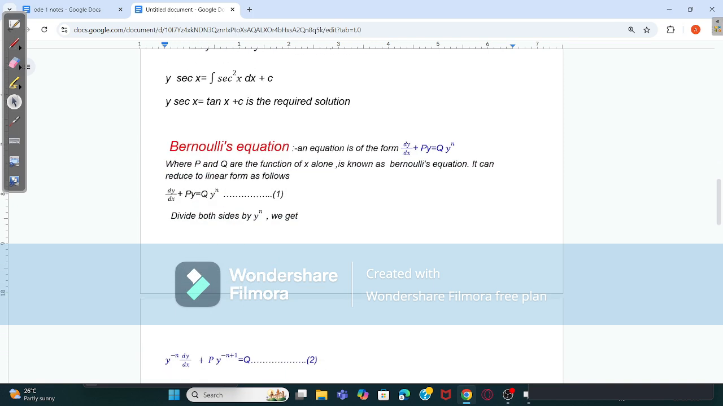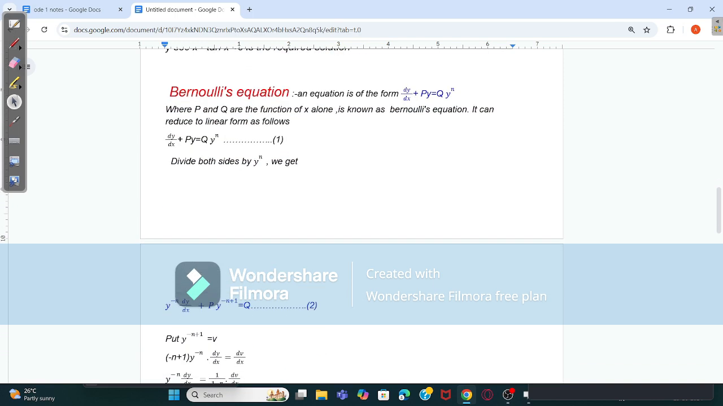Bernoulli's equation. This is another concept from the linear equation. An equation of the form dy/dx + Py = Q y^n, where P and Q are functions of x alone, is known as Bernoulli's equation. It can be reduced to linear form as follows: dy/dx + Py = Q y^n. Divide both sides by y^n. We get y^(-n) dy/dx + P y^(-n+1) = Q. This equation forms like this.